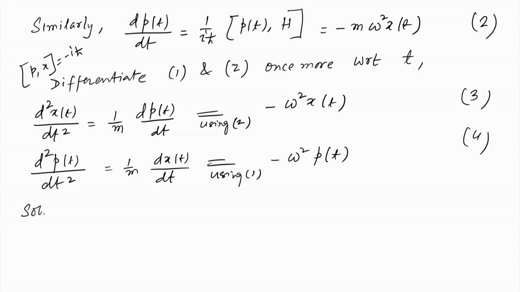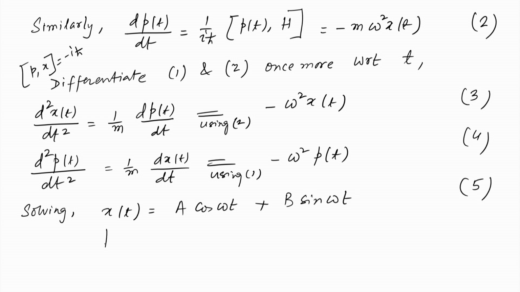So, solving, x of t is equal to a cos omega t plus b sin omega t. This is equation 5, and p of t has a similar solution, excepting that we should use different coefficients. So, it is c cos omega t plus d sin omega t, and these are the solutions for x of t and p of t.